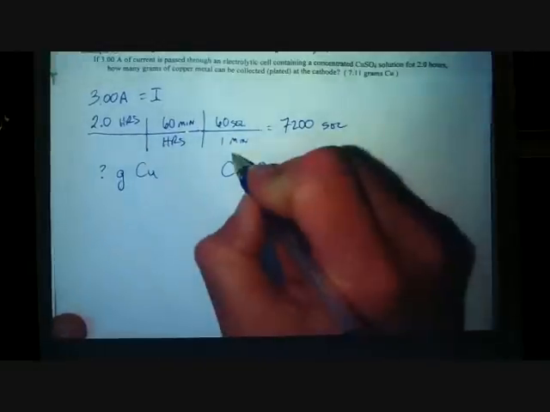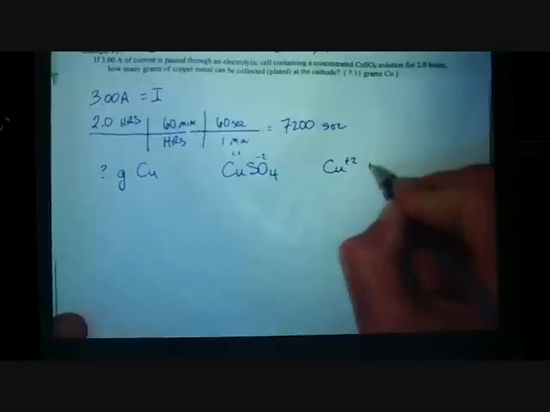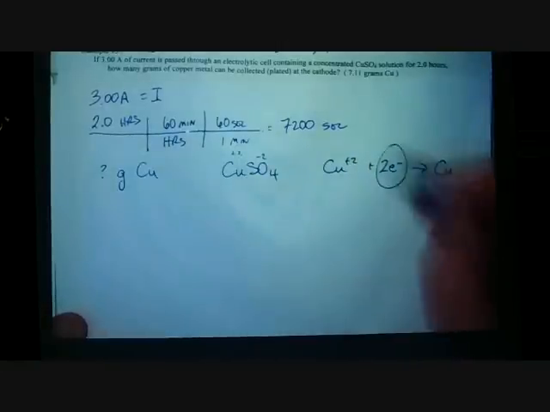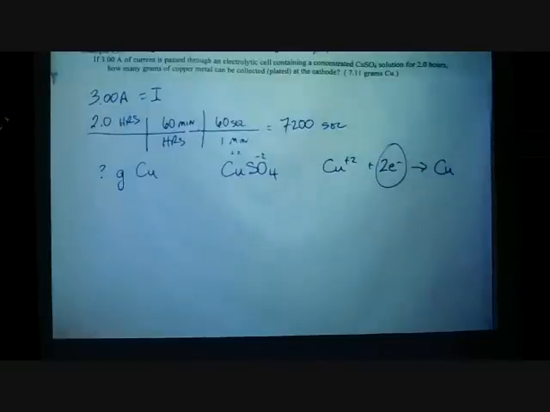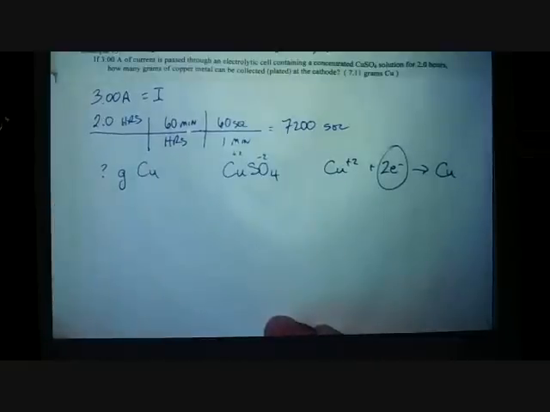All right, so we're also told that we have copper sulfate in our solution. So the copper, in this case, has a +2 charge because the sulfate has a -2. So we really want to focus on the copper +2 gaining 2 electrons to make copper metal. There's something very important that we're going to use here momentarily. So the first thing we should do is find our coulombs, because we don't know them, before we can find out what our mass is.